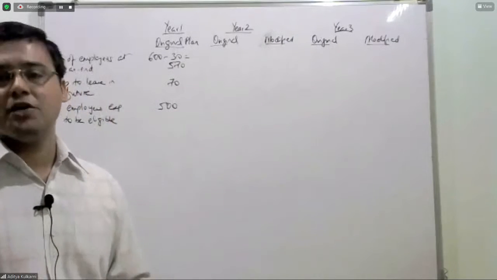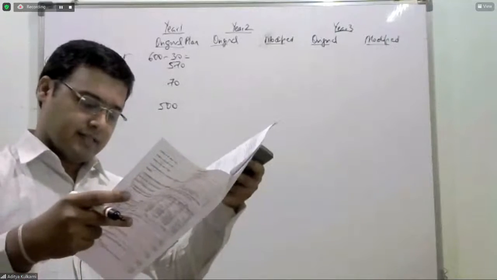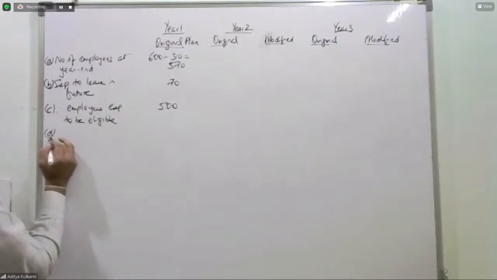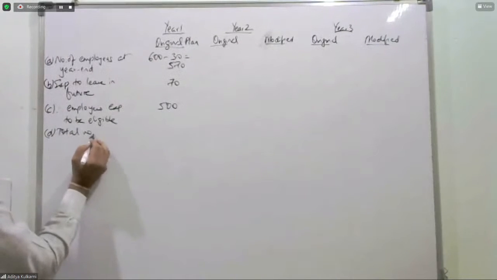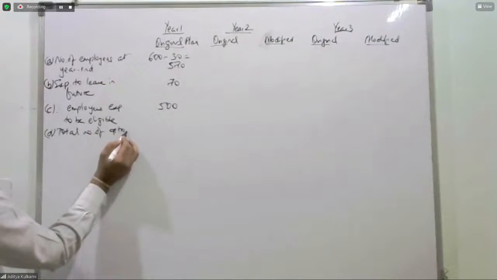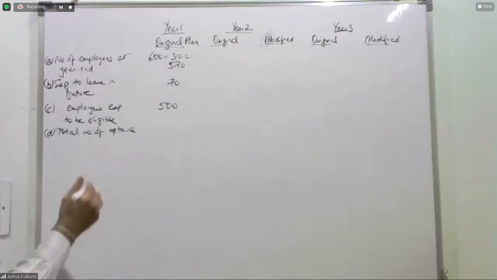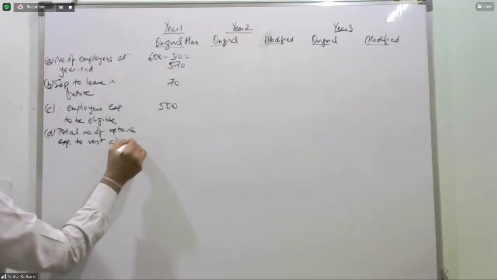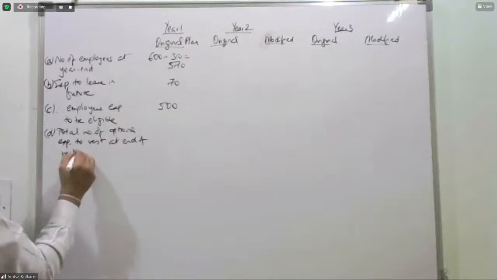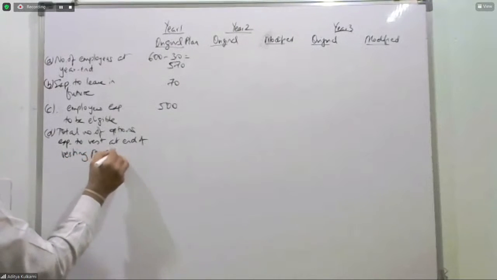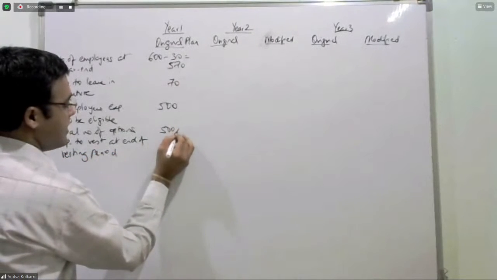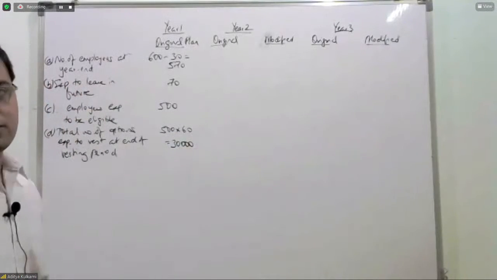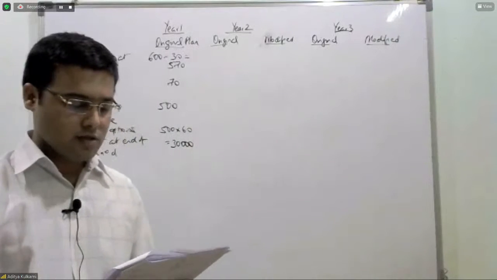So what is the number of options? Each person is given how many options? 60 options. B, total options. Total number of options expected to vest at end of vesting period. At end of vesting period, how much is it? 500 into 60. So that gives you 30,000 options.